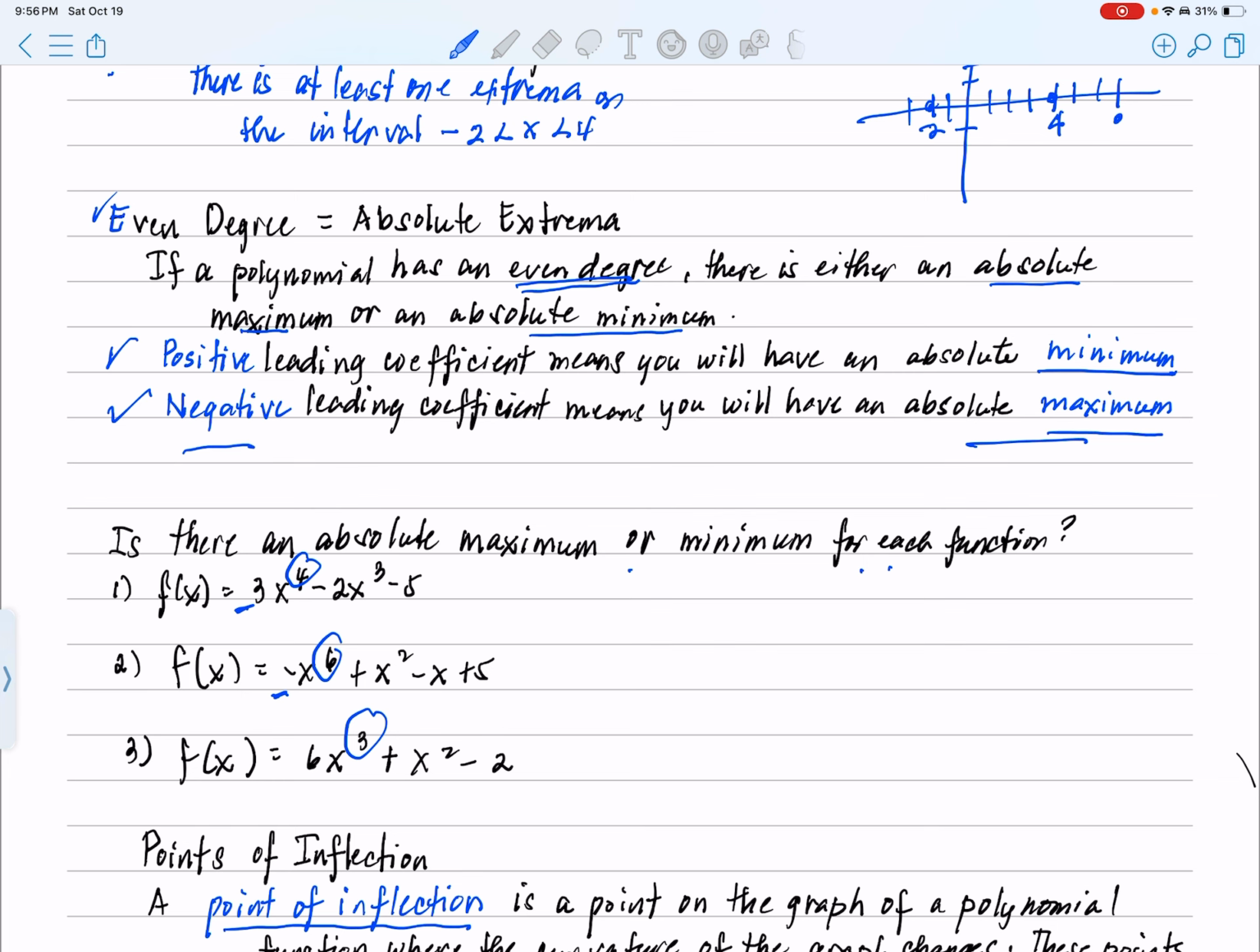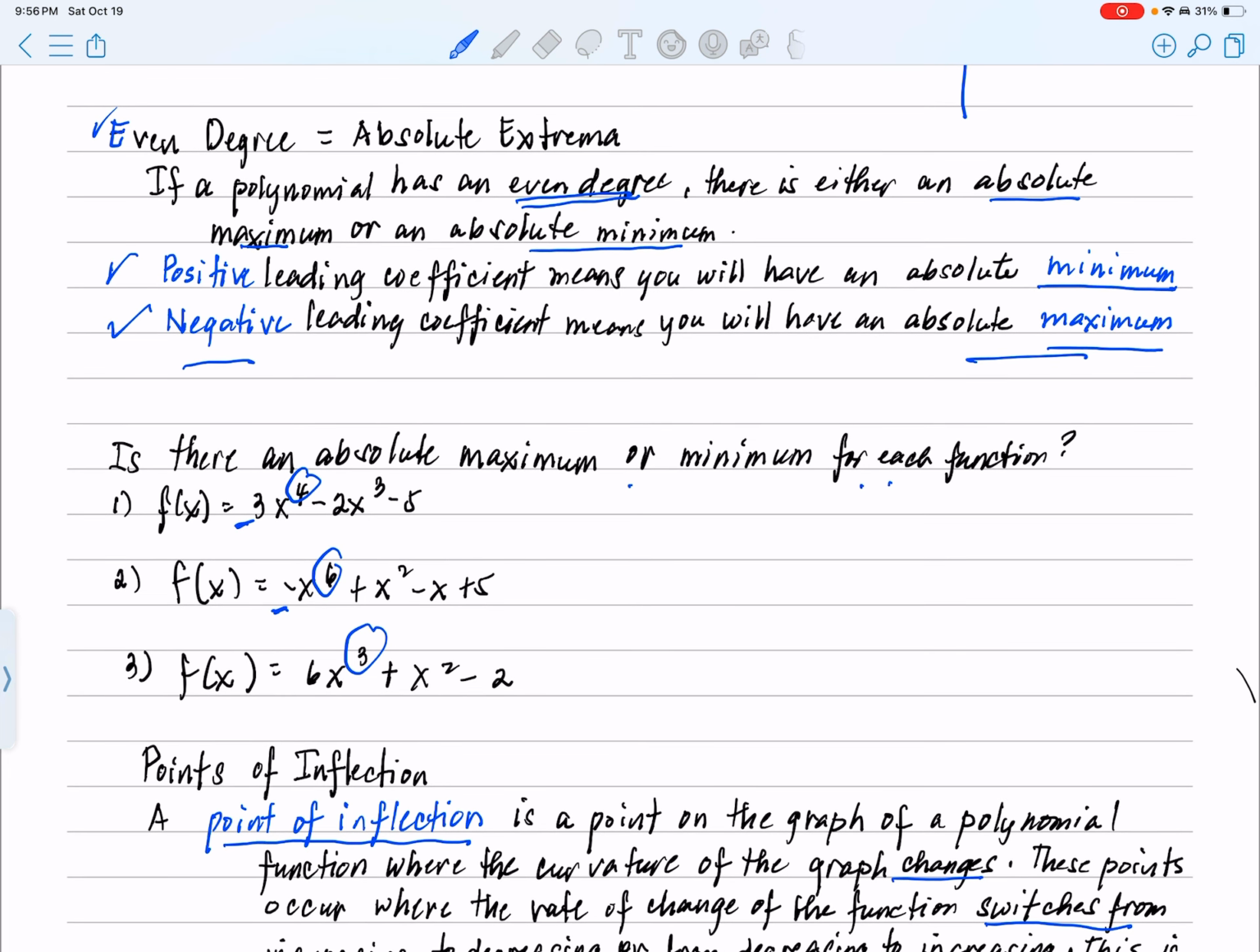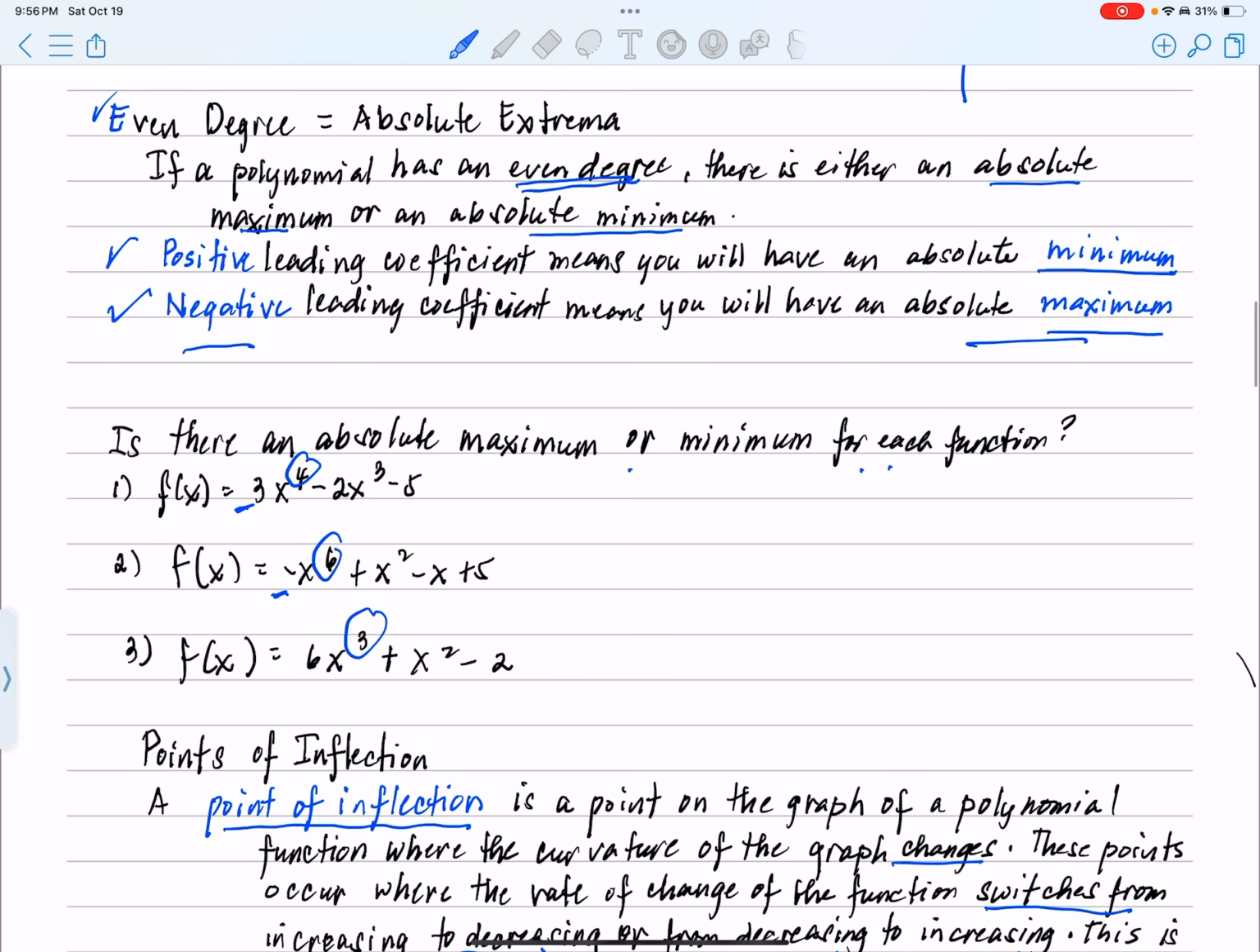Okay? Let's do this. Is there an absolute maximum or minimum for this function? So all you have to do here is to look at, I circled it already. The degree is even in number 1, and the leading coefficient is positive. Even degree, check. Positive leading coefficient, check. We have a minimum. Okay? Yes, there is a minimum.